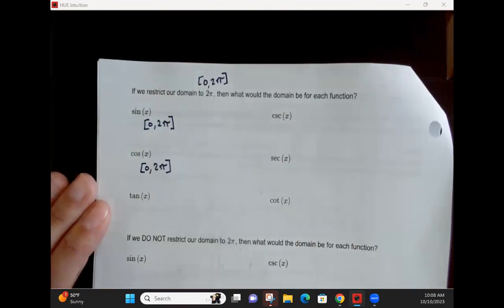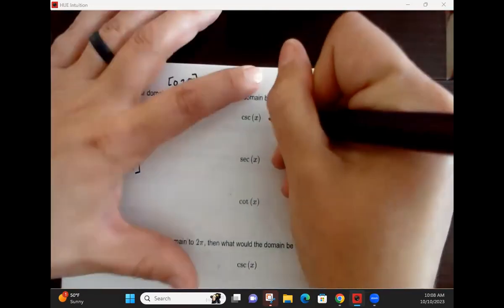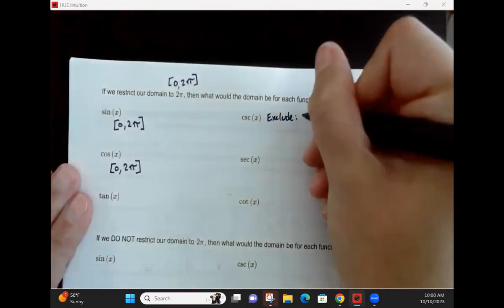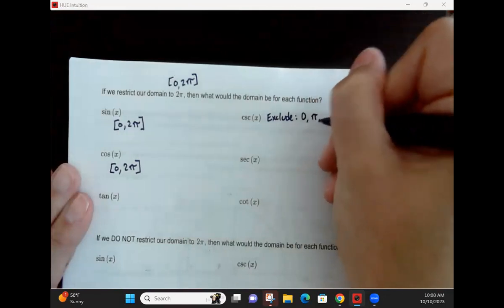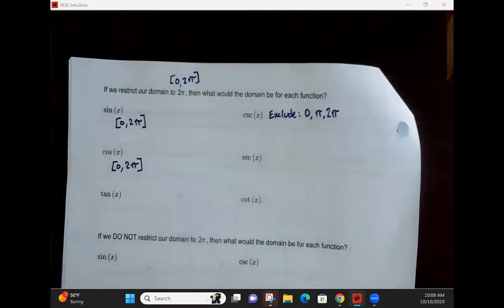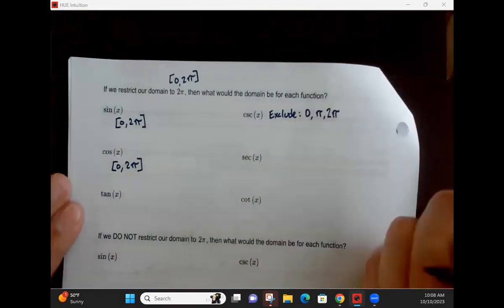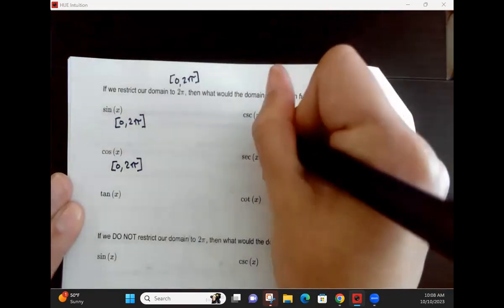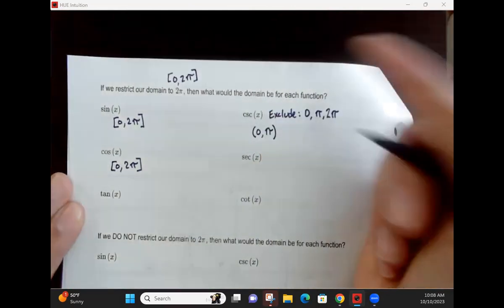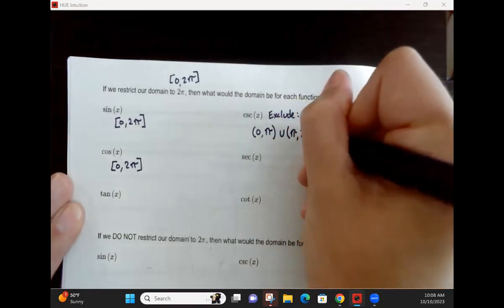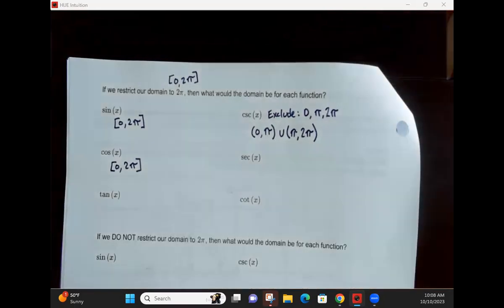Cosecant had some problems. We had values to exclude for cosecant. We have to exclude 0, pi, and 2 pi on the interval from 0 to 2 pi. We don't need any of the others, because we restricted our domain. So that means our domain for cosecant would be, with a parenthesis, 0 to pi, since I can't be 0, and we can't be pi, and then pi to 2 pi. Again, parentheses, because I cannot have any of these values.